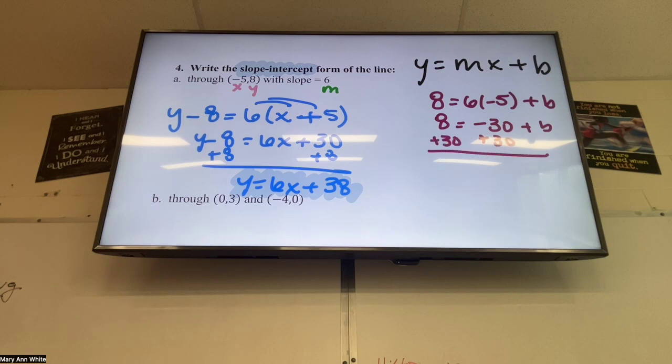It's just about, are you good plugging it back in and remembering that you're not done just when you get b. Your answer has to be y equals 6x plus 38. Okay. But at least one of those ways looks good for everybody, right? Whether it's the blue or whether it's the pink.